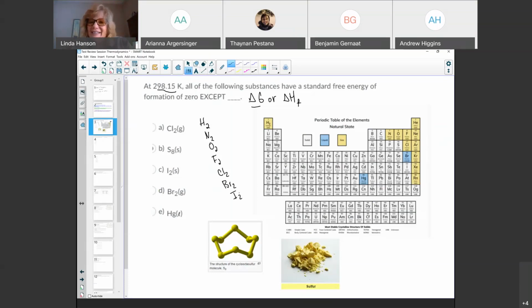Ones that you see highlighted in yellow on this periodic table are gases at room temperature. There's only 2 liquid elements at room temperature, and clearly the vast majority of elements are solids at room temperature. So if you look at your choices, A says gaseous chlorine, B says solid sulfur, C solid iodine, D gaseous bromine, E liquid mercury. Those are your 5 choices, and your job is to figure out which of the following substances has a standard free energy of formation except. So we're looking for that rule.